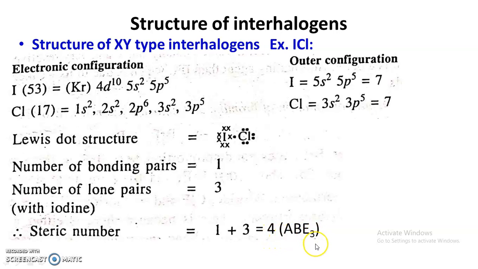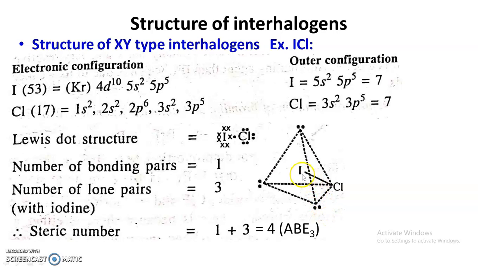And this is an AB E3 type of molecule, where E stands for lone pairs. There are 3 lone pairs. For an AB E3 type of molecule with steric number 4, the expected geometry is tetrahedral. Here iodine occupies the center of the tetrahedron, one chlorine occupies one corner of the tetrahedron, and the remaining 3 corners are occupied by the 3 lone pairs. This is the expected geometry, but the observed geometry is different, that is linear. There is only one bond and therefore this molecule is linear. Expected geometry is tetrahedral, observed geometry is linear.